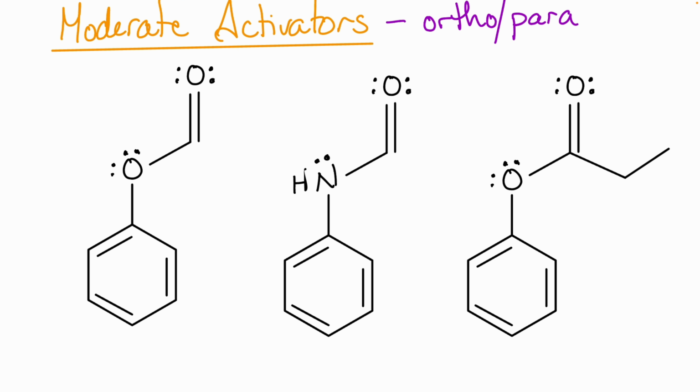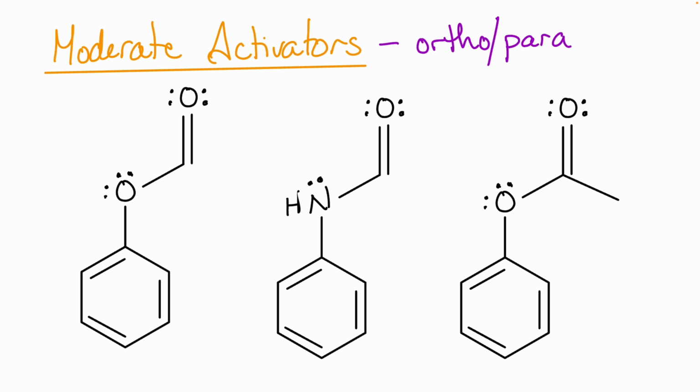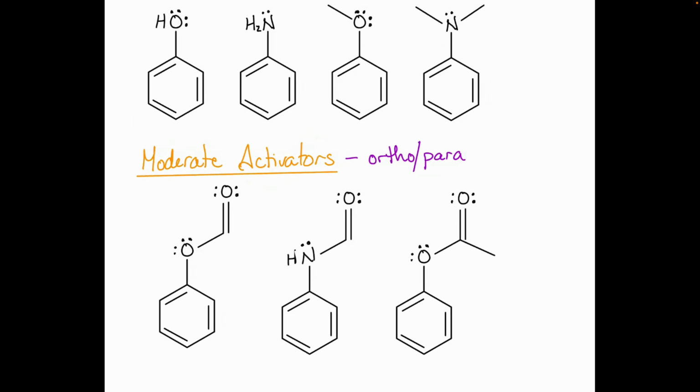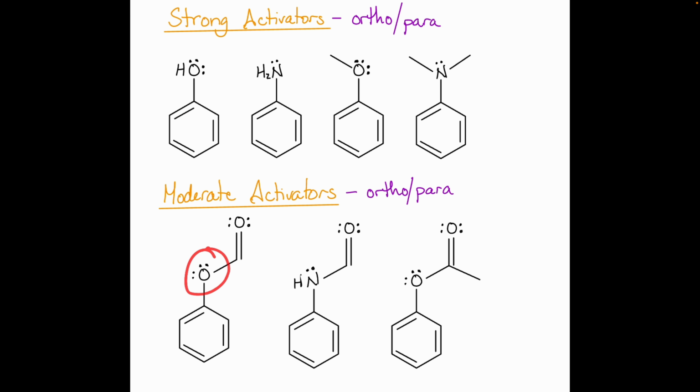So yes, oxygen, for example, in this molecule, can donate electron density to that ring, but it can also donate its electron density in the other direction, away from that ring. So we have that carbonyl group on there, pulling some of that electron density onto itself, which is why these are not quite as good at lending electron density to the ring as our strong activator counterparts. Some of that electron density is getting pulled over onto that carbonyl group, away from the ring.